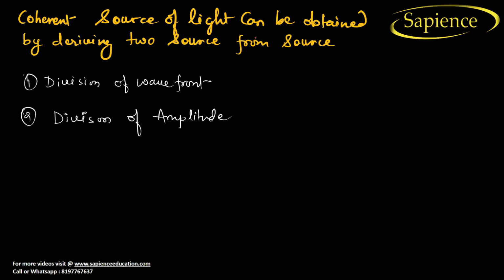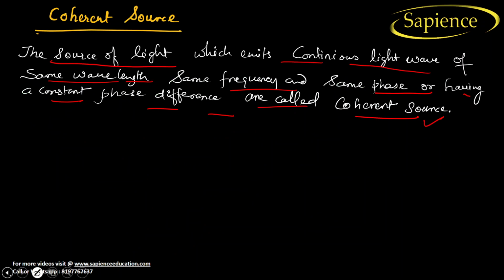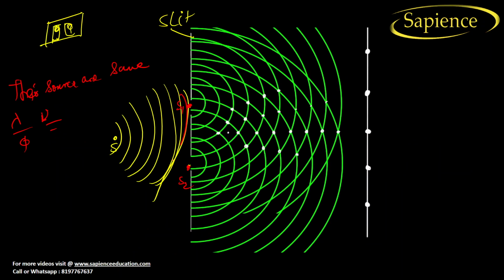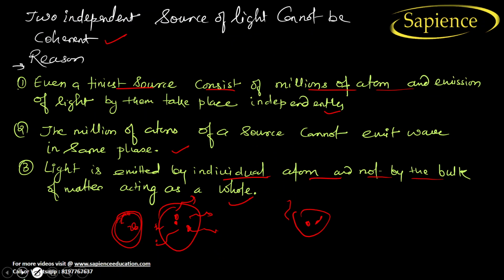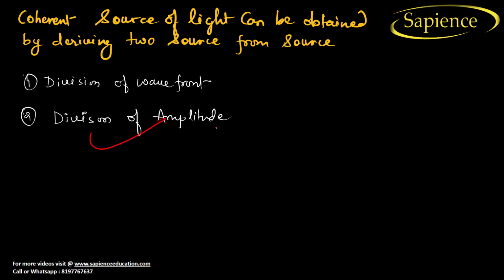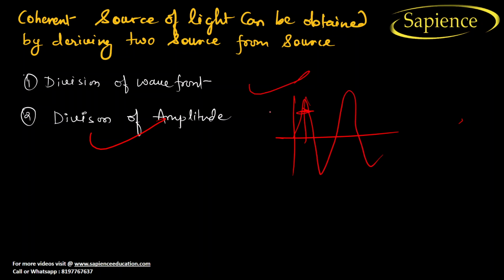Now a coherent source of light can be obtained by deriving two sources from one source, by division of wavefront as well as division of amplitude. Wavefront division we have already done. See here, this is the wavefront division. We have divided this so that we can get a coherent source of light. Got it? And division of amplitude: when we talk about the amplitude, these are the amplitudes. If you divide this amplitude, you will get a coherent source of light, right?